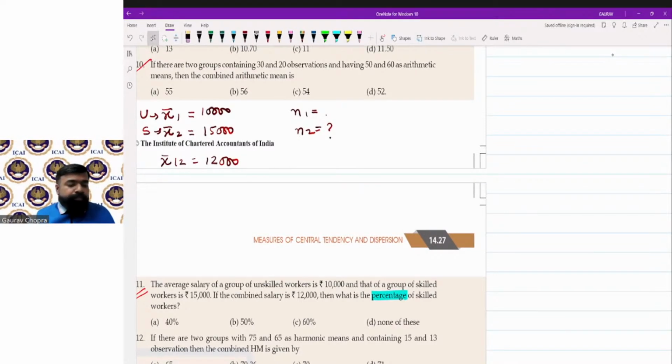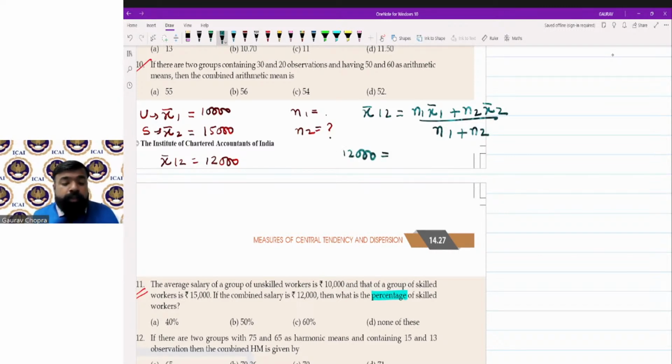So there are many ways of solving this question. Let's discuss the first method, using the formula. The formula for x bar 1,2 is n1 x bar 1 plus n2 x bar 2 upon n1 plus n2. Now in place of x bar 1,2, what do we write? Combined mean, that is 12,000 equals n1 into 10,000, so 10,000 n1 plus 15,000 n2 upon n1 plus n2.